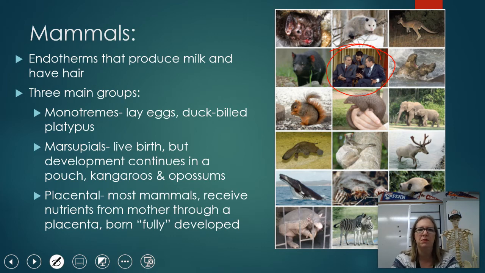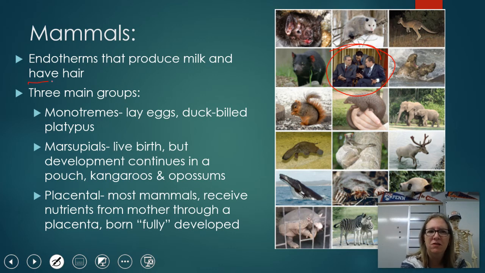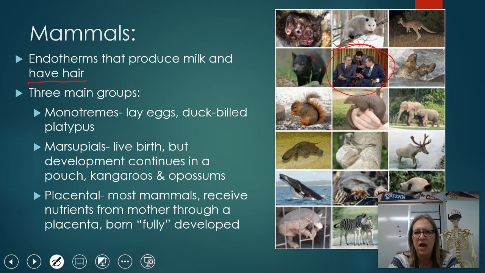Mammals are the most complex of the animals. They are endothermic. They can maintain their own body temperature. But they produce milk for their young. So the word mammal comes from the mammary glands, which is where the milk is produced to feed their young. And at some point in their life, all mammals have hair, even sea mammals like whales and dolphins, okay? They have whiskers when they're young.